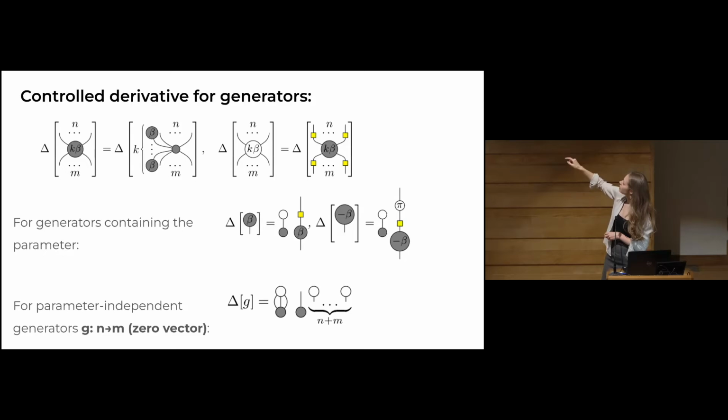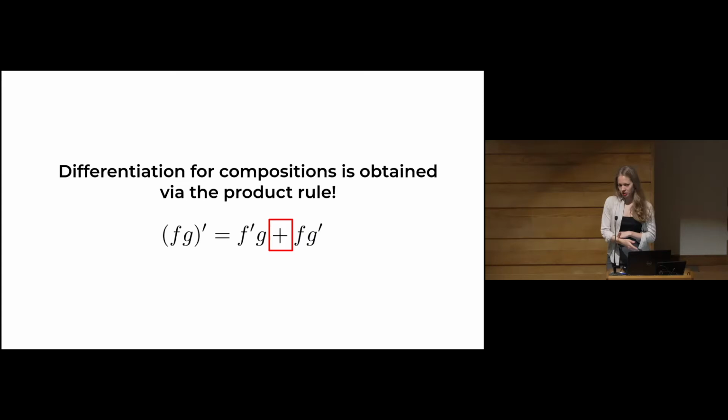And we define the derivative in a very similar way as in the addition. So basically we define a map which associates to our generators, and then to the compositions, some control state, which once you plug P inside, is going to be equal semantically to the derivative of the initial diagram. And for the composition, the derivative is obtained via the well-known product rule.